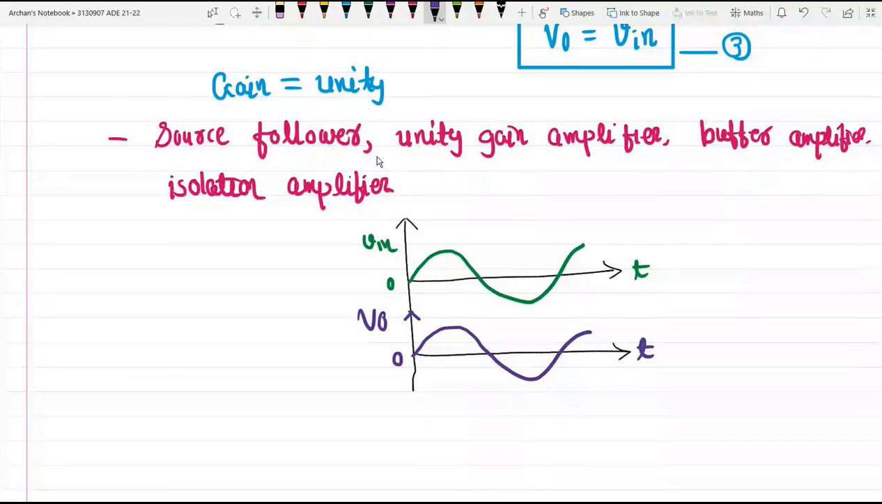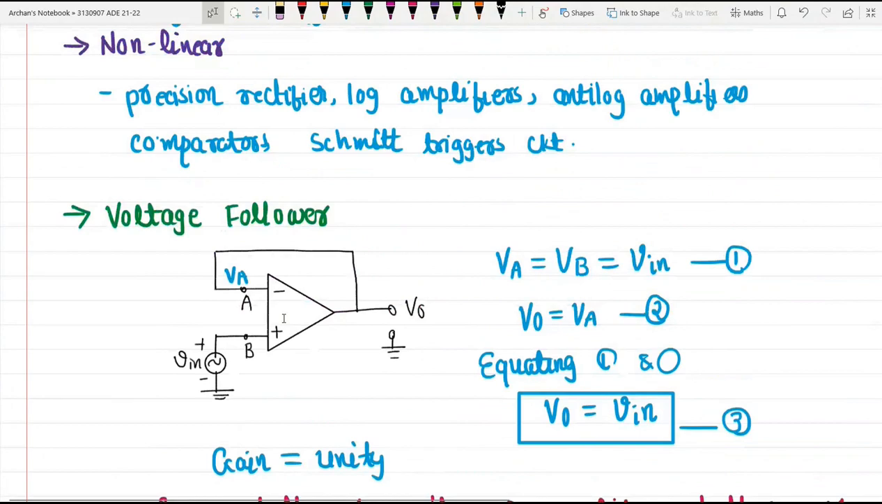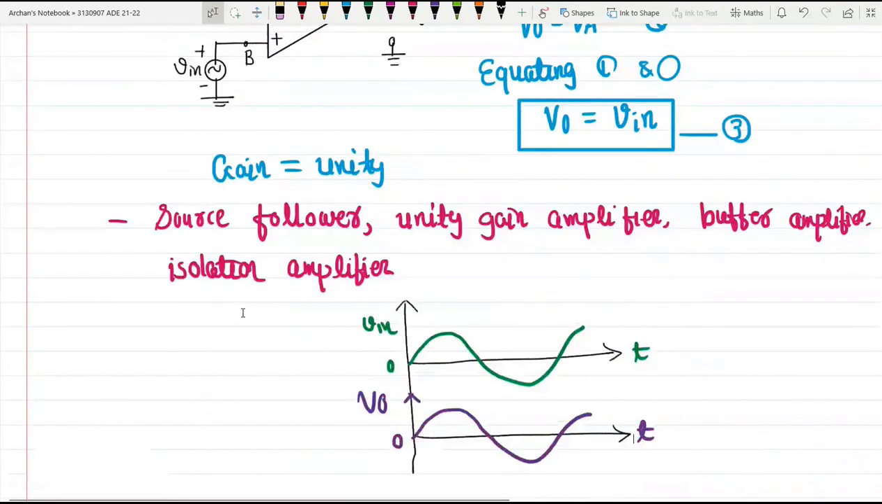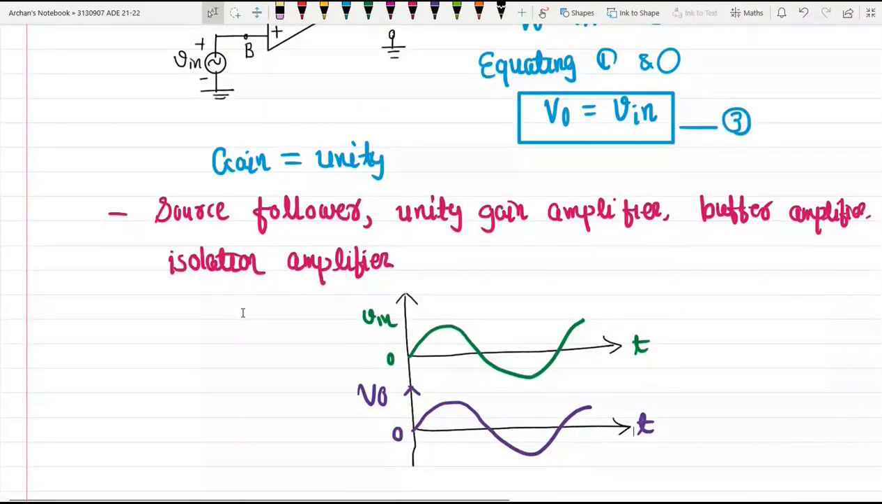You can see it is a very simple circuit. We are just providing feedback without connecting any feedback resistor. Hence, the gain provided by this circuit will be equal to 1. This is the reason why this voltage follower circuit is also known as a unity gain amplifier. The magnitude and phase of the output voltage will be equal to the input voltage.